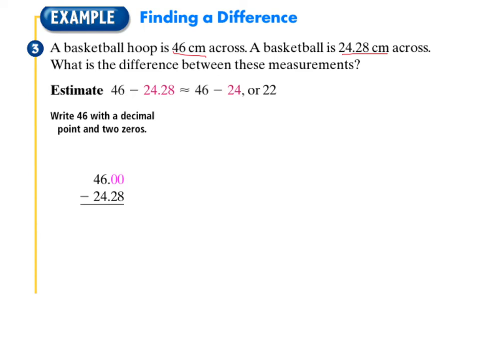So first we're going to write 46 with a decimal point and 2 zeros. Because remember, anytime there are empty holes in your decimals, you just fill them in with zeros. So we have 46.00 minus 24.28. Then we need to regroup and make the 46 into 45 and turn that first zero into, or the 2 zeros into a 10. So we're regrouping all the way down from the 6 all the way down to the end of the problem to get numbers that we can actually subtract.